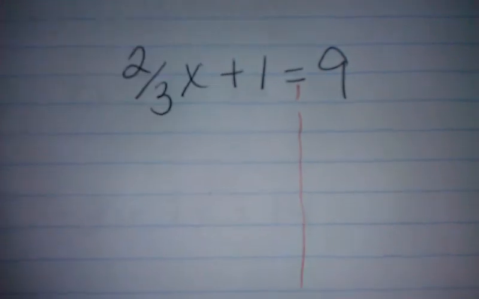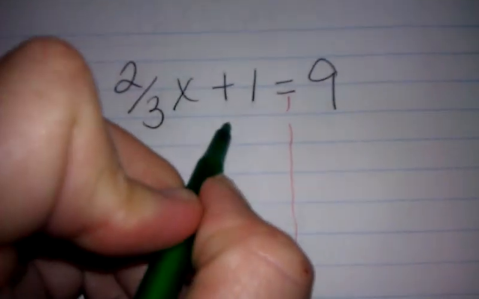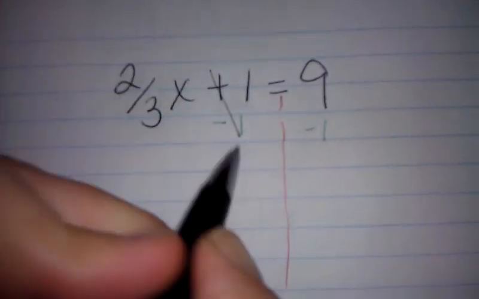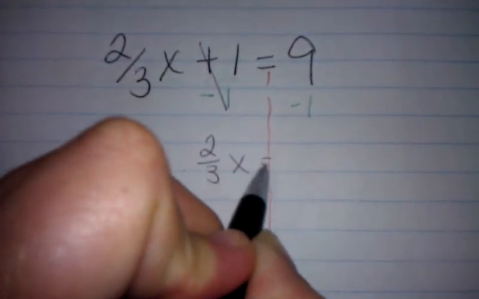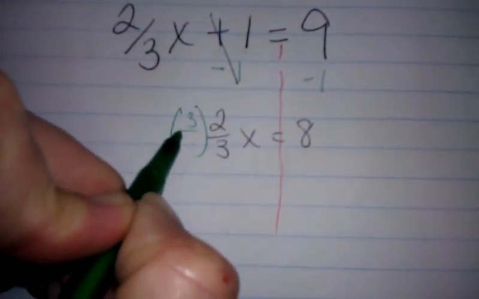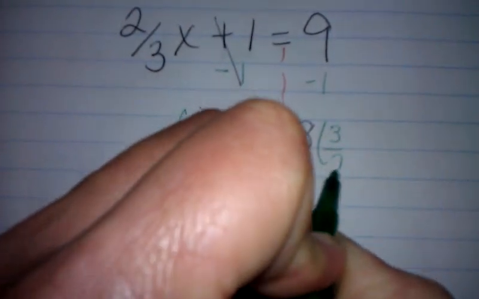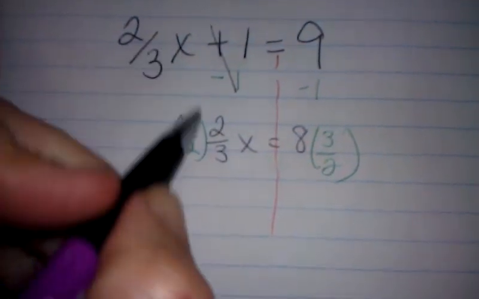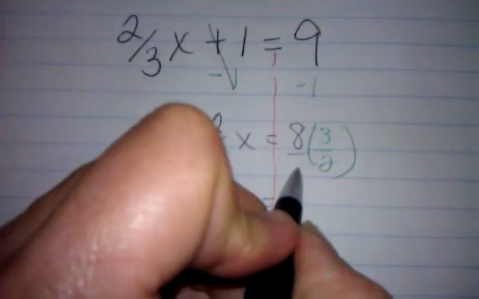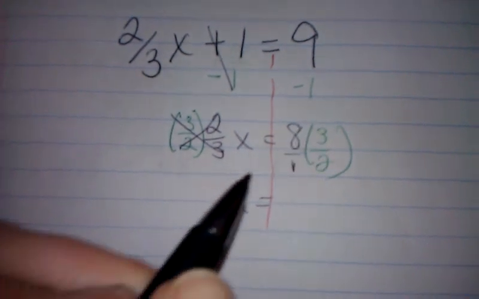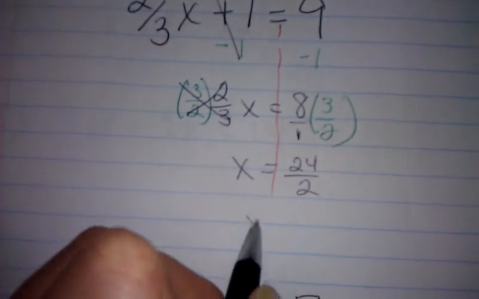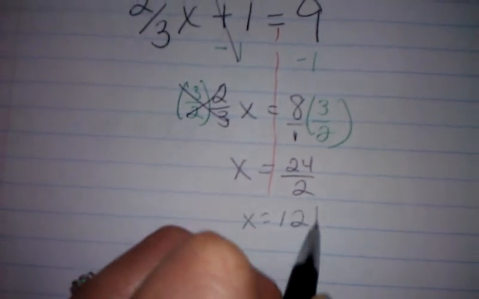Draw the dotted line. I add 1 to each side. These cancel. 2/3 x equals 8. Multiply by the reciprocal, 3 over 2. These cancel. I get x equals, this is 8 over 1. 8 times 3 is 24. 1 times 2 is 2. 24 divided by 2 is 12.